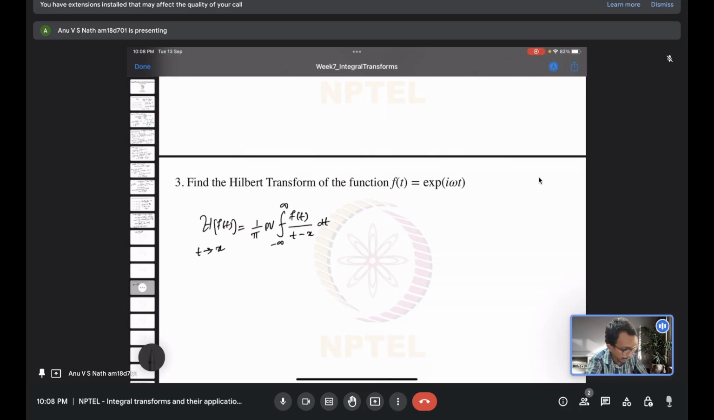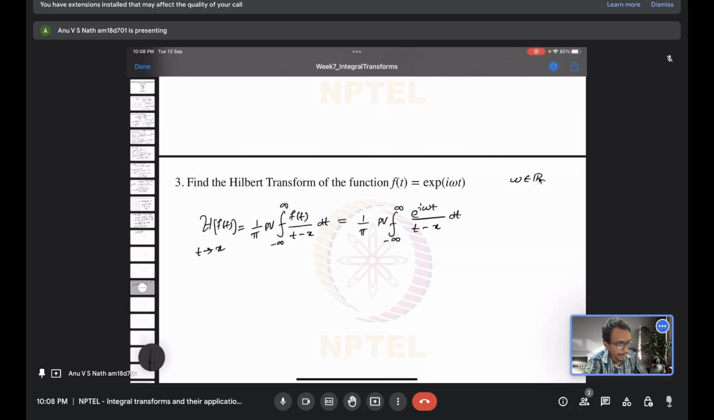So here we have the function exponential of i omega t, where omega is some real number. So we'll apply the expression. We'll find this is e raised to i omega t divided by t minus x dt. So this is the integral that we need to perform. So like earlier, we cannot do this in the real world. So we need to go to the complex world.